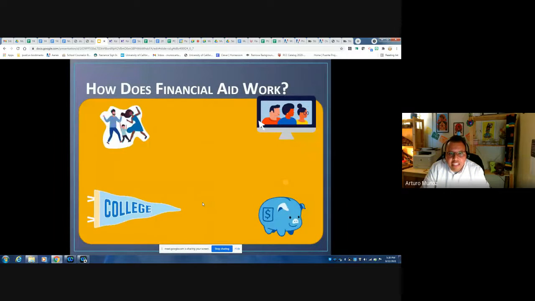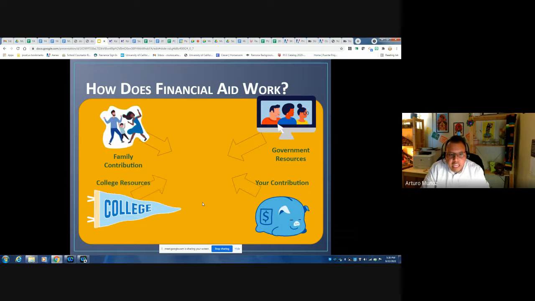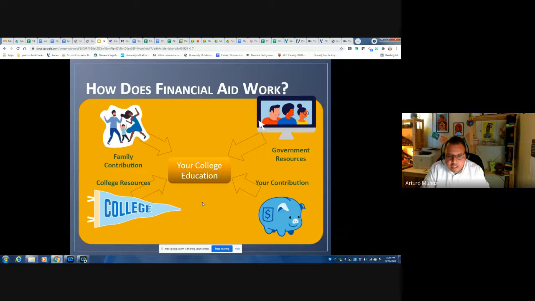So how does financial aid work? Your financial aid is partly into these four categories: your family contribution, your government resources, as well as your own contributions, and college resources. All that together creates your financial aid for your college education.